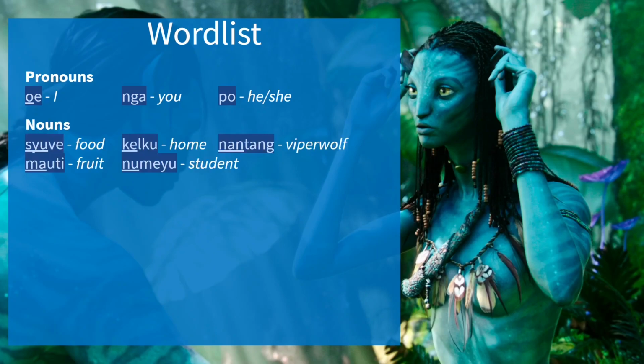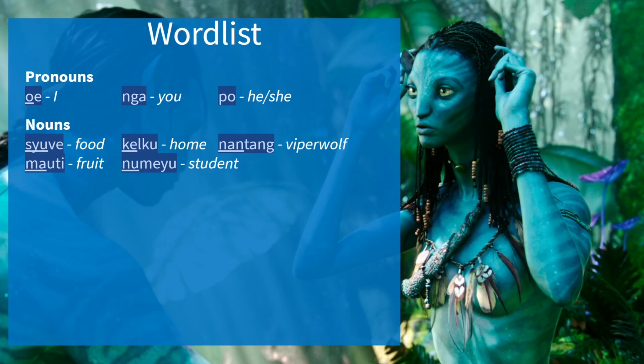And these are the words, our nouns for today. Siuve means food, so it's just general stuff you eat, food. Kelku is home, but also house, your house you live in. Nantang is a viper wolf. Just so you don't get confused, I usually just translate Nantang as Nantang. So I usually don't really translate the animal names. So later in the video you will see that I just translate Nantang as Nantang.